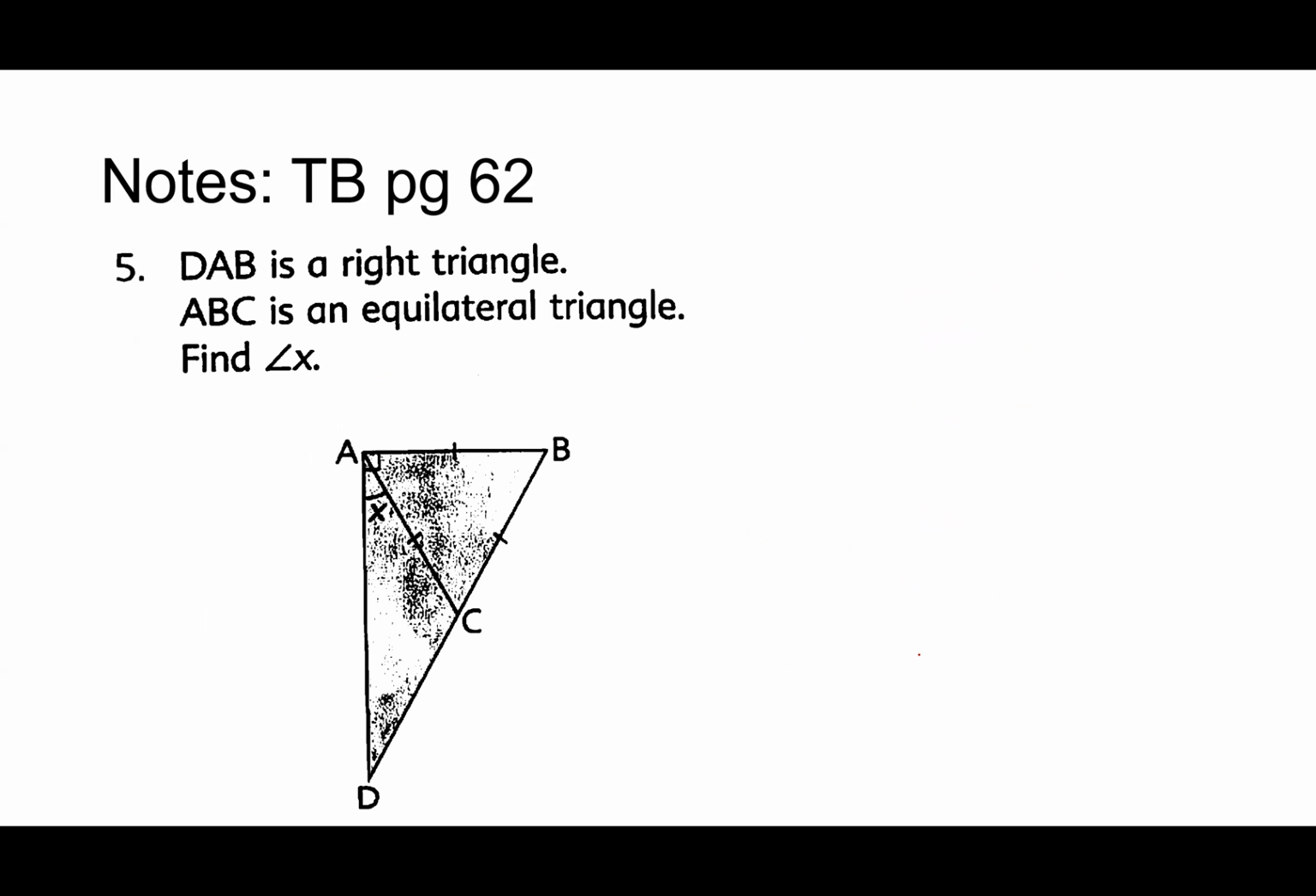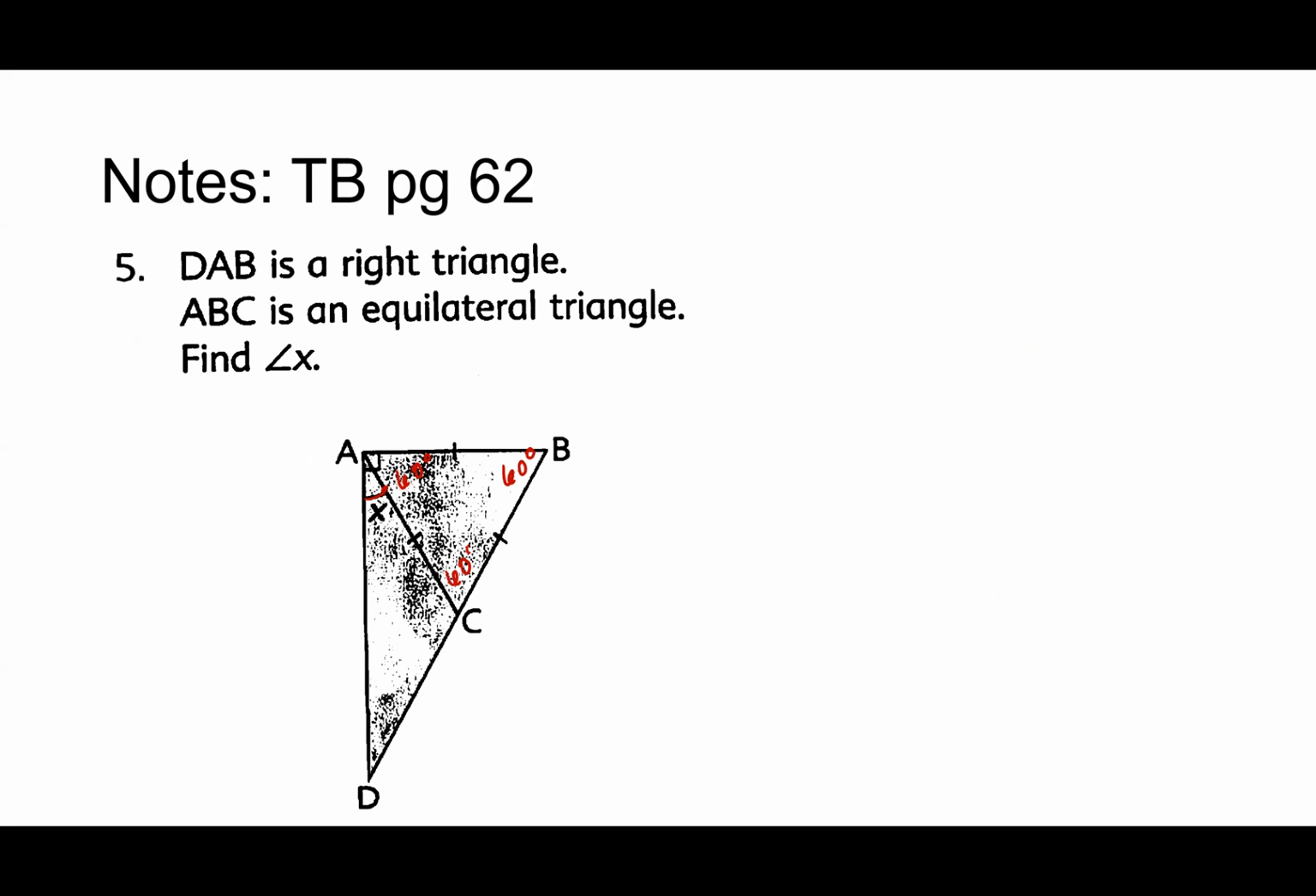All right, so we've got DAB is a right triangle. Angle ABC is an equilateral triangle. We want to find angle X. Okay, well, when I look at this, if I've got an equilateral triangle, these are some freebies right here, aren't they?